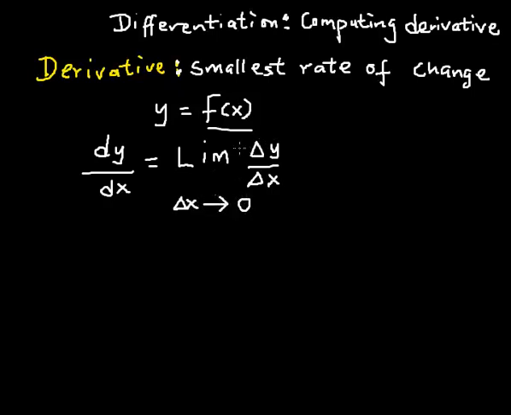The limit of this change, the change in y over the change in x, and you know very well that delta y over delta x comes from the gradient of a curve. Remember, the gradient of a curve is given as the changing y, that is the y-axis, over the changing x. So the limit of this change, when the change in x becomes so small that it approaches 0, is what we call the derivative of the function. Please take note of this.